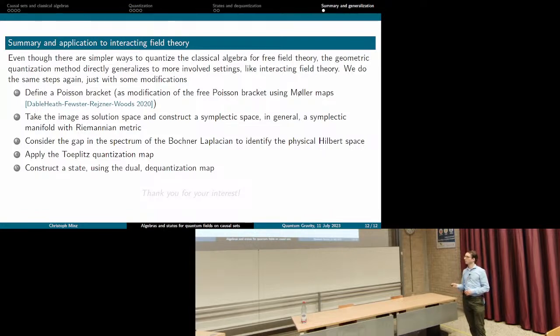And if we can find a dual, so this measure which I showed on a slide before, then you can find a dequantization map, and with this you can again define the state in a similar fashion. But that is something that we haven't finished yet, so we are actually thinking about this extension to interacting field theories.